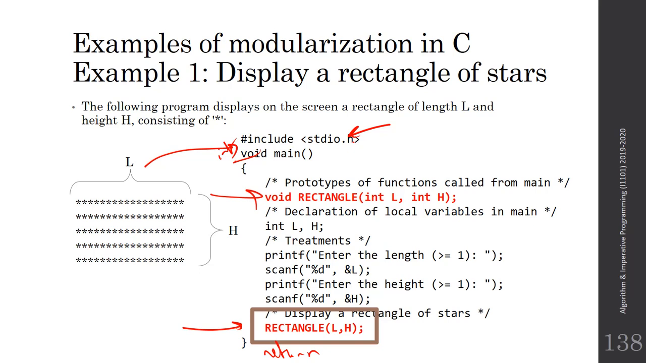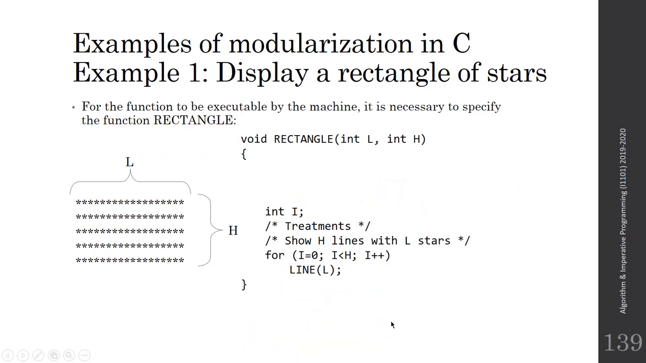So we have the function rectangle. It takes two parameters, the value of L and the value of H. Now let's write the function rectangle. It has two parameters, L and H. Those are the input to the function, and the output is nothing. What does it mean that output is nothing? It means that it doesn't return a value to its caller.